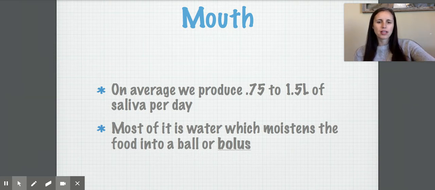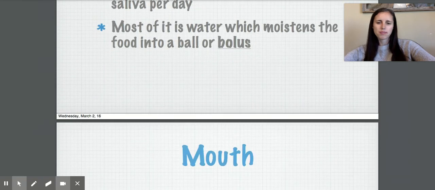Most of your saliva is water, and it's going to moisten the food into a ball. We call that ball bolus because in digestion, we have a term for everything. So let's say you put some food in your mouth and you're chewing and chewing, and eventually it gets into that really gross, mushy ball right before you're ready to swallow. We don't call that a ball, we call that bolus. So that combination of food and saliva really broken down, that's called a bolus.